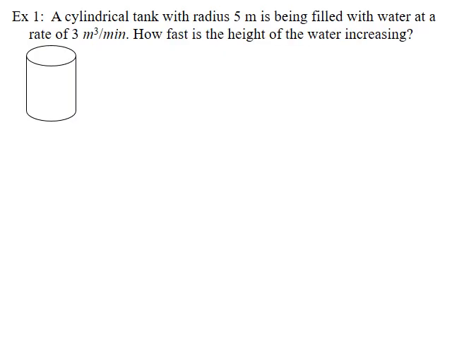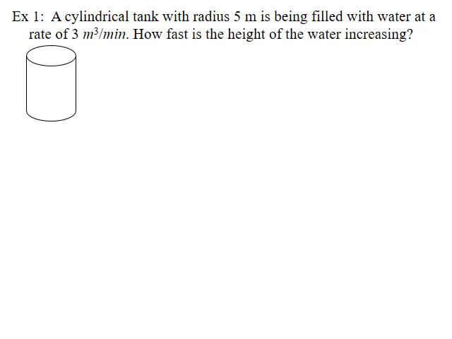So let's start off with the first one. Example number 1. A cylindrical tank with radius 5 meters is being filled with water at a rate of 3 cubic meters per minute. How fast is the height of the water increasing? I gave ourselves a little bit of a diagram here so we could see that as well. What I usually do on these related rate problems is start with the picture and label what I can, and then we'll develop a formula.